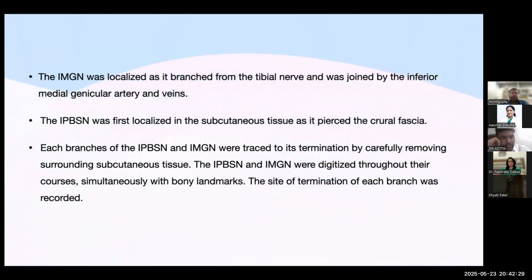Each branch of both nerves was traced to its termination by carefully removing surrounding subcutaneous tissue and was digitized throughout its course, simultaneously with bony landmarks. The site of termination of each branch was recorded.